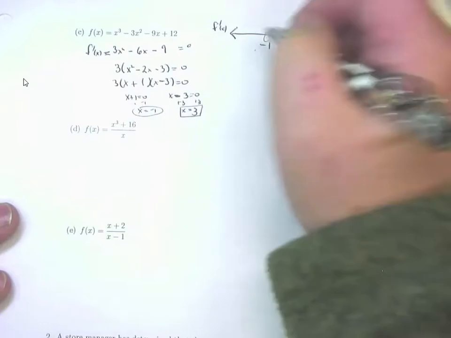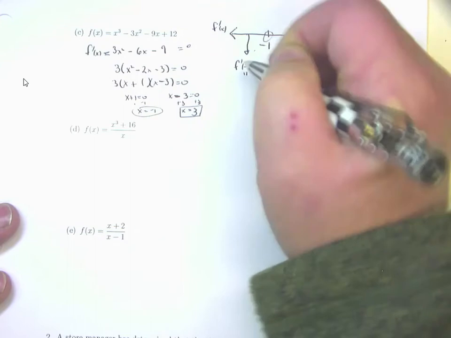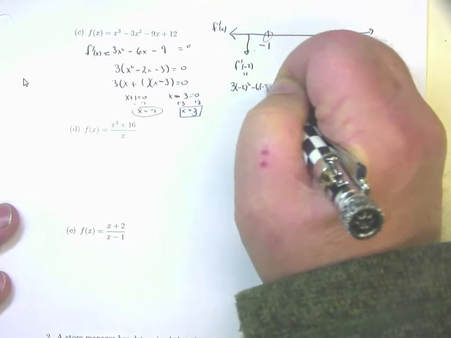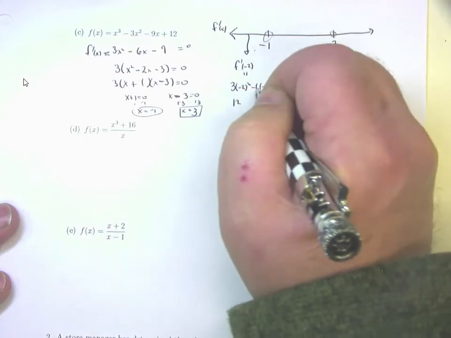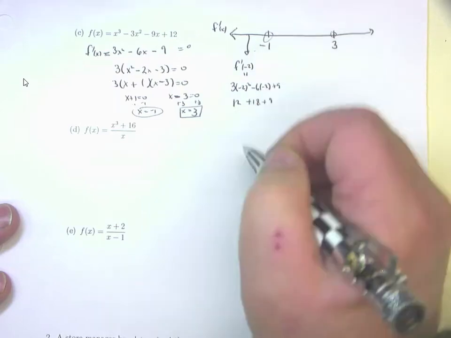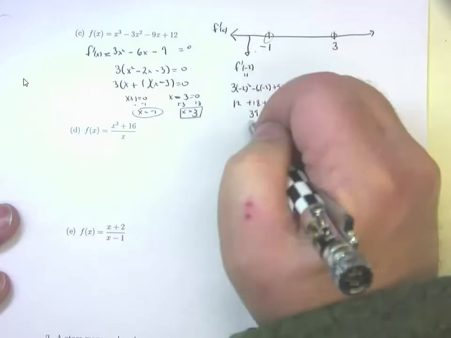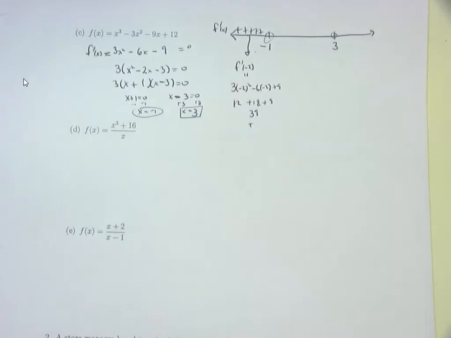Pick a point less than negative 1, I choose negative 2. So f prime of negative 2 would be 3 times negative 2 squared minus 6 times negative 2 plus 9. Negative 2 squared is 4 times 3 is 12. A negative 6 times a negative 2 is a plus 18 plus 9. 12 and 18 is 30 plus 9 is 39. Don't care what the number is, it's positive, so everybody in this interval is positive.